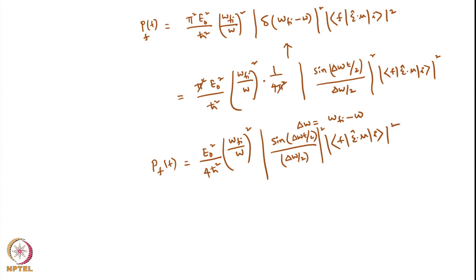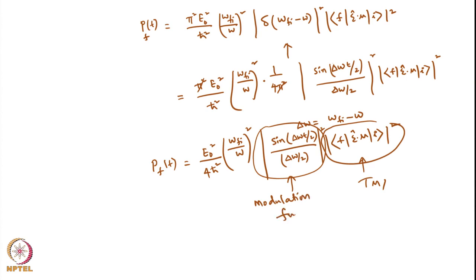Now, you can see the probability of a transition or an absorption from initial state to final state will depend on this transition moment integral and will get modulated by this function. So, this is nothing but TMI, transition moment integral, and this is nothing but your modulating function. I will come back to what modulation function really means, but for a minute let us keep it and look at it. Now, what does it really mean?